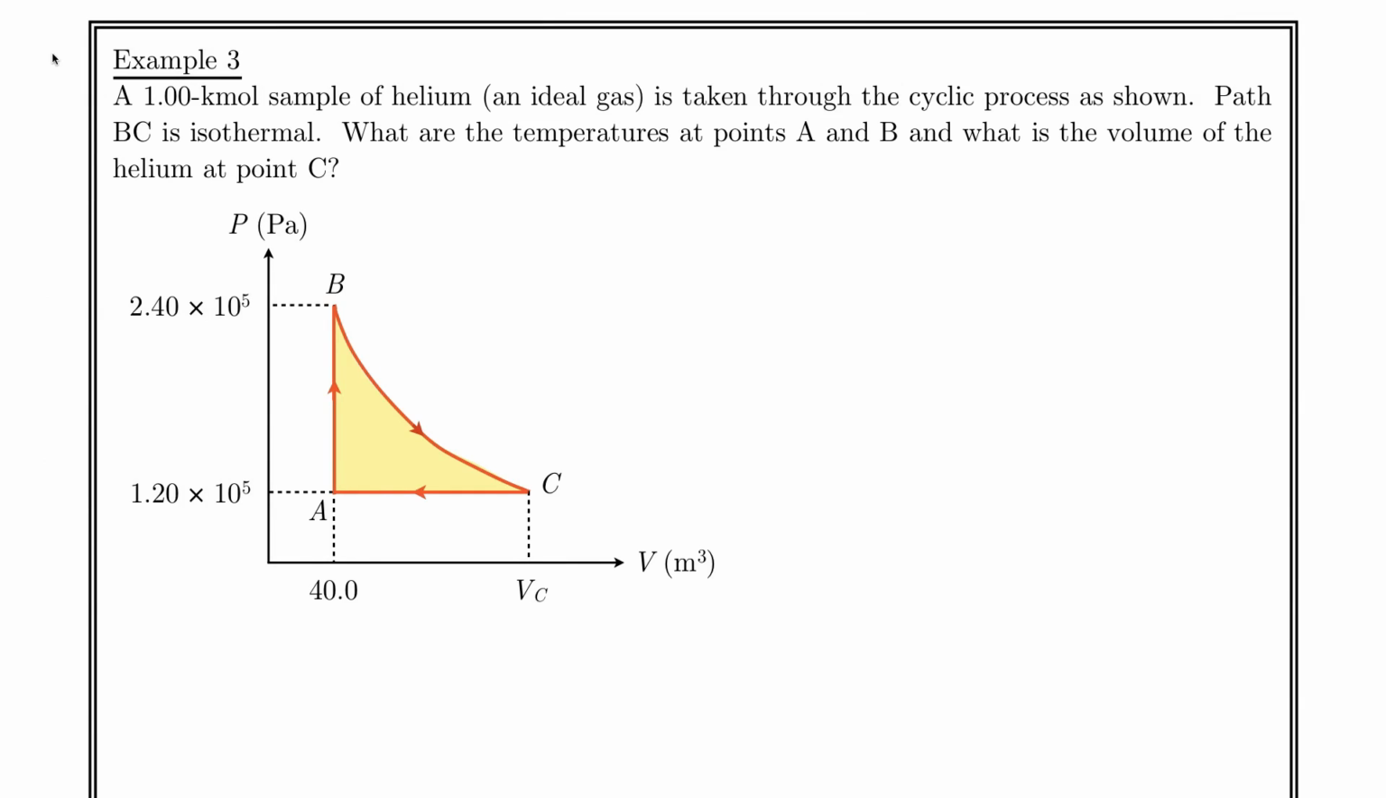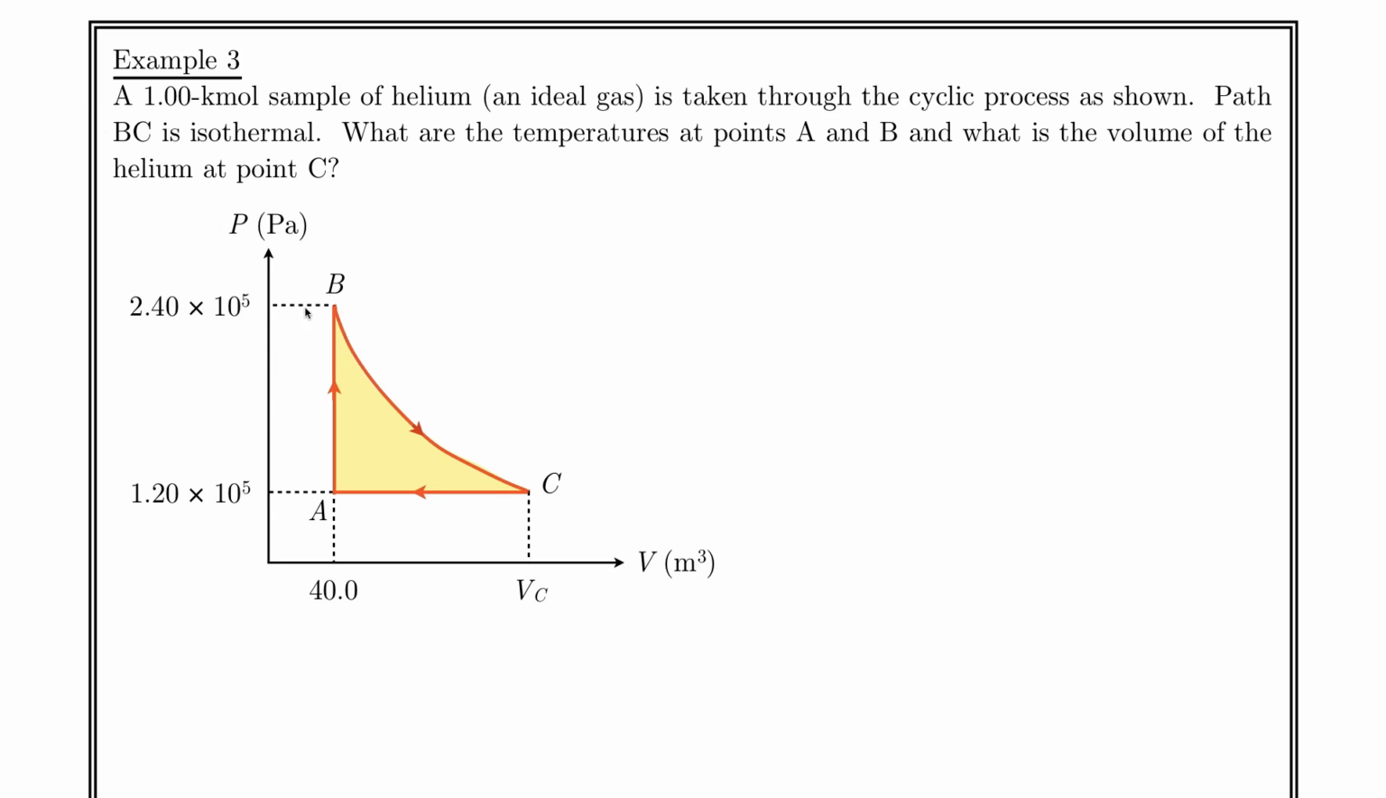All right, here's example 3. A 1 kilomole sample of helium, which we can treat as an ideal gas, is taken through the process shown in this diagram. Path BC is isothermal, which means anything along this path is at a constant temperature. So this is what we want to know. What are the temperatures at point A and at point B, and what is the volume at point C?